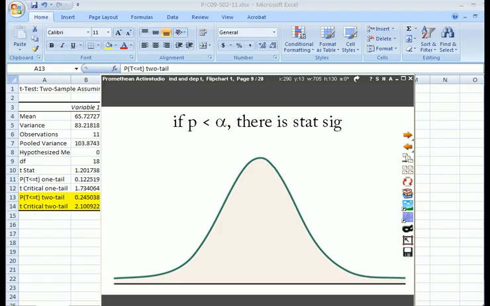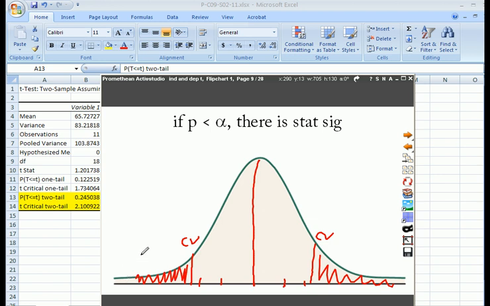So here's the shorthand version. If p is less than alpha, you have statistical significance. Pictorially, using our data from the last example, here's the mean. We have 1, 2, a little bit more than that for our critical value. Rejection region, 1, 2 for our critical value, a little bit more than that for our rejection region. That's the 5%.